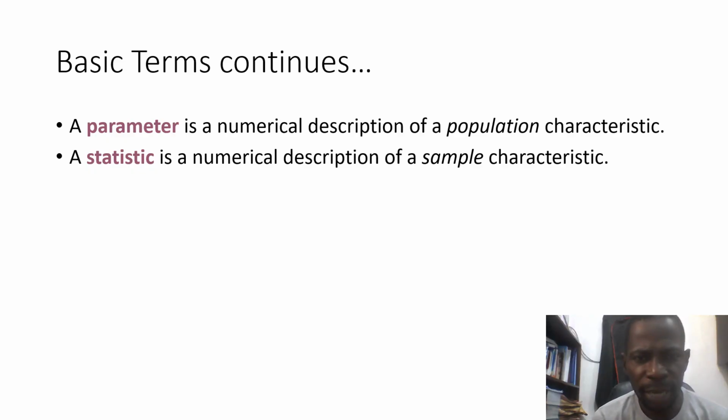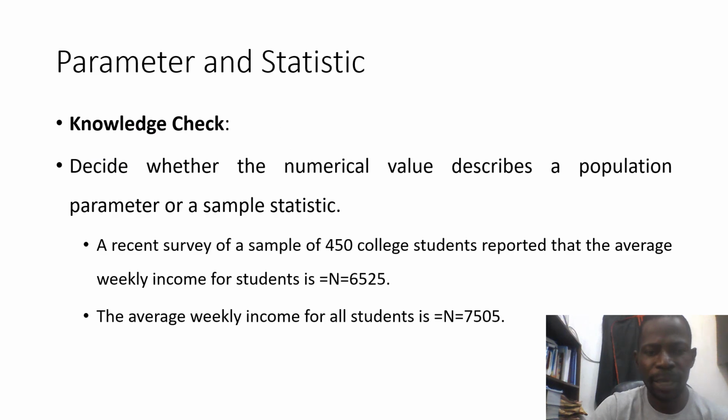Other terms that we still need to look at again is a parameter. A parameter is a numerical description of a population characteristic. So having defined what population is and what sample is, if you have any description that talks about a population, then we call it a parameter. However, if you have selected a part of a population, now you have a sample. If you have any numerical description of that particular sample, then we call it statistics.